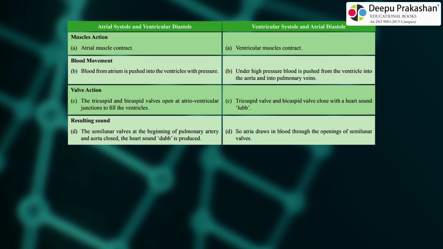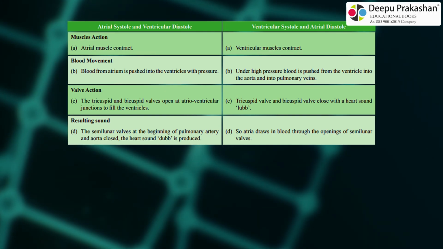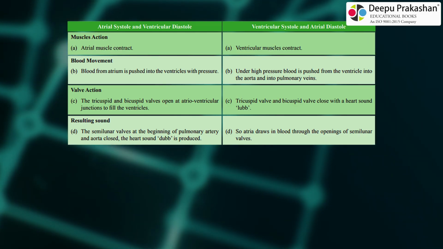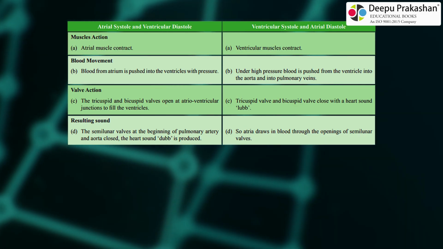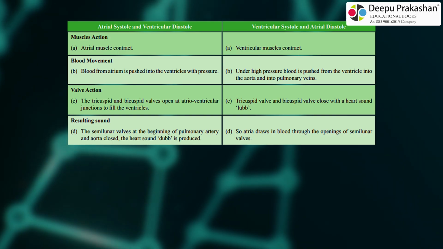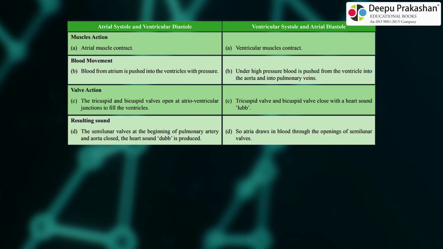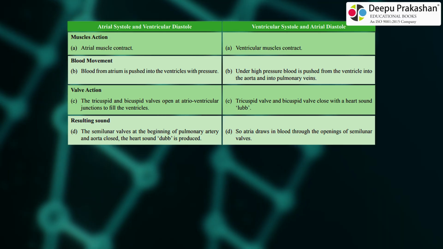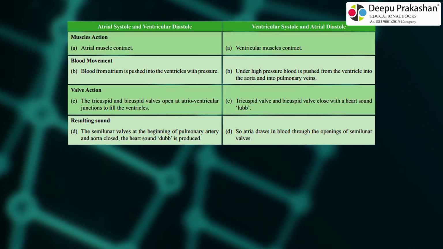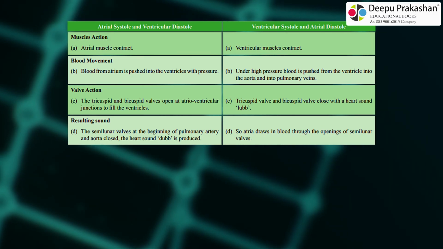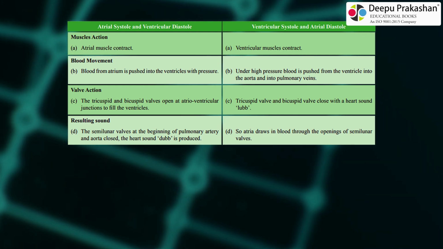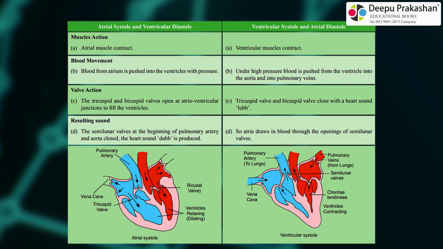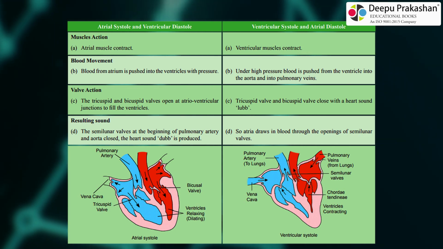Valve action. C. The tricuspid and bicuspid valves open at the atrioventricular junctions to fill the ventricles. C. The tricuspid valve and bicuspid valve close with a heart sound, lub. Resulting sound. D. The semilunar valves at the beginning of the pulmonary artery and aorta close, and the heart sound, dub, is produced. D. So the atria draw in blood through the openings of the semilunar valves. Atrial systole. Ventricular systole.